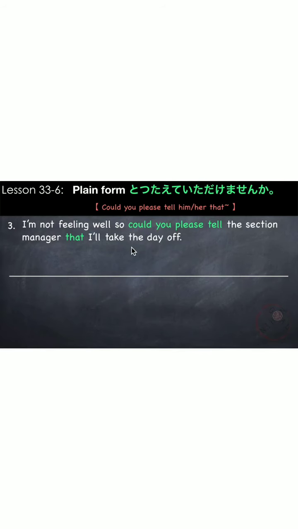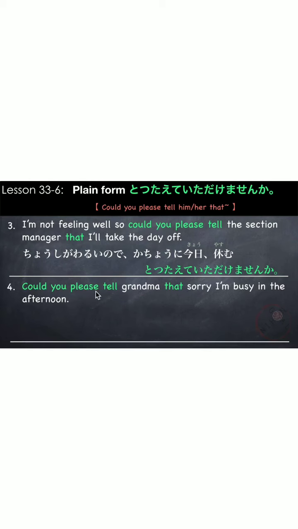Next example, I'm not feeling well, so could you please tell the section manager that I'll take the day off. 調子が悪いので、課長に今日休むと伝えていただけませんか? And another example, could you please tell grandma that, sorry, I'm busy in the afternoon. おばあちゃんに、ごめん、午後は忙しいと伝えていただけませんか?